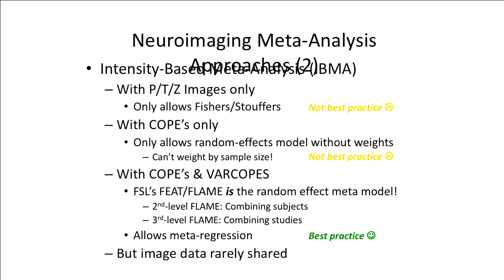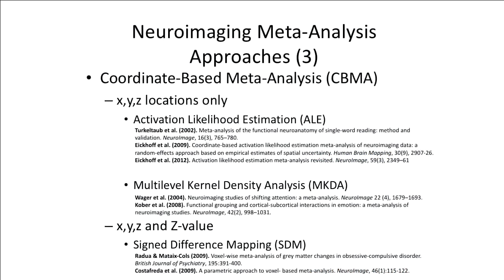But this is allowed to be done, we just don't have this as an opportunity because, in general, people do not share their image-based results. So unfortunately, there is not a lot going on in image intensity-based meta-analysis because the data is not available. But again, I'll come back to that in another talk. What I'll spend most of the rest of the talk on is coordinate-based meta-analysis.